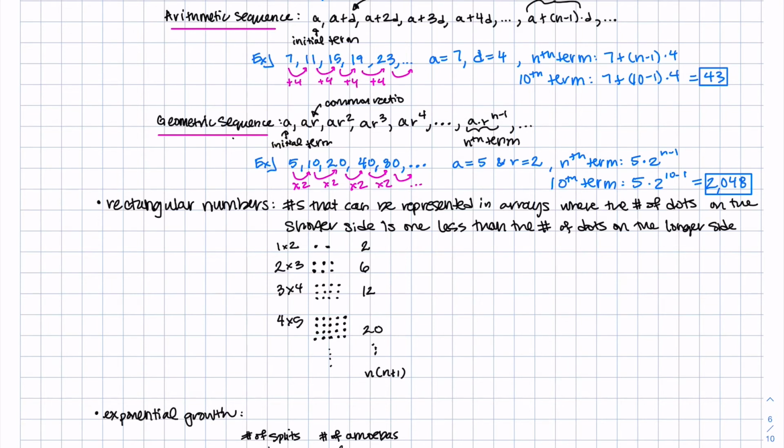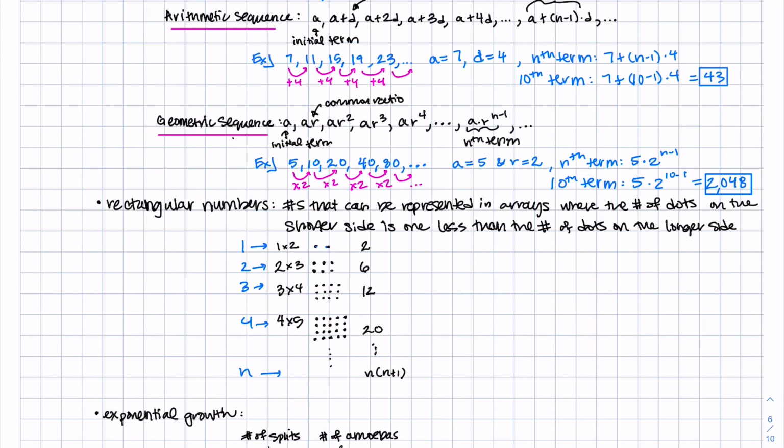So we've seen a sequence that comes up in thinking of these as rectangular numbers, where for the first term, I take 1 times 2 to get 2. These numbers can be represented in arrays where the dots on the shorter side are 1 less than the dots on the larger side. So the second term would be 2 times 3, the third term would be 3 times 4, and so on. So the nth term would be n times n plus 1.